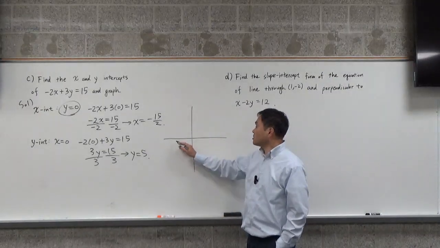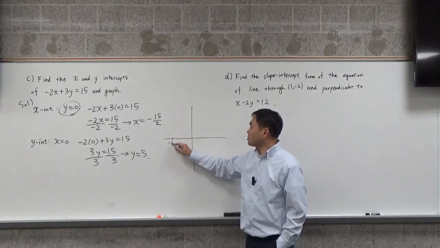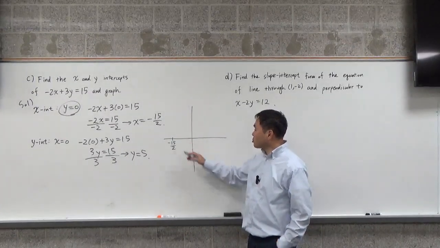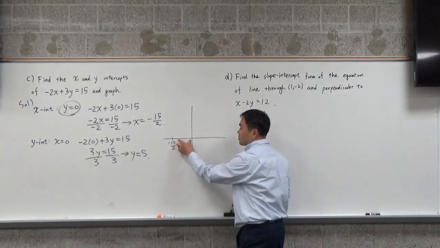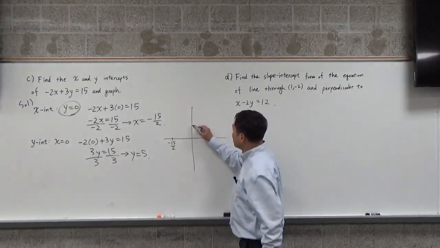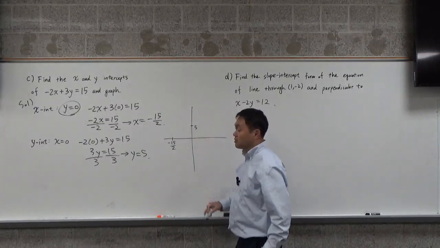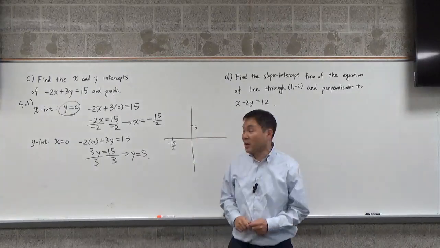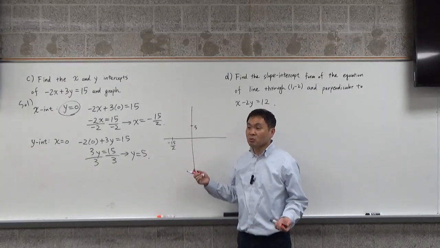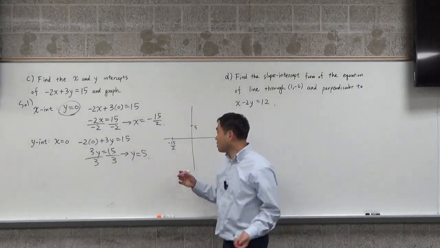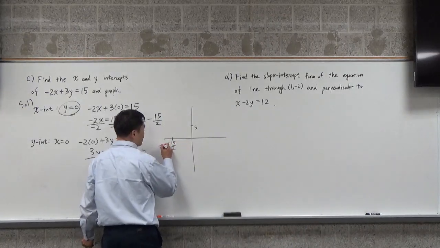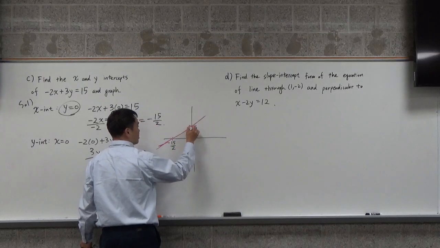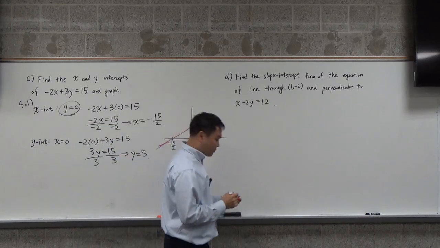-15/2 is -7.5, so here's -15/2. Let's just say this. And because 5 will be shorter than negative 7.5, let's just say 5 is about here. So this will be 5. And then you just need to draw a line that passes through both points. If you're given 2 points, that determines the line, right? So the line equation will be describing the line passing through these 2 points. So that's the graph.